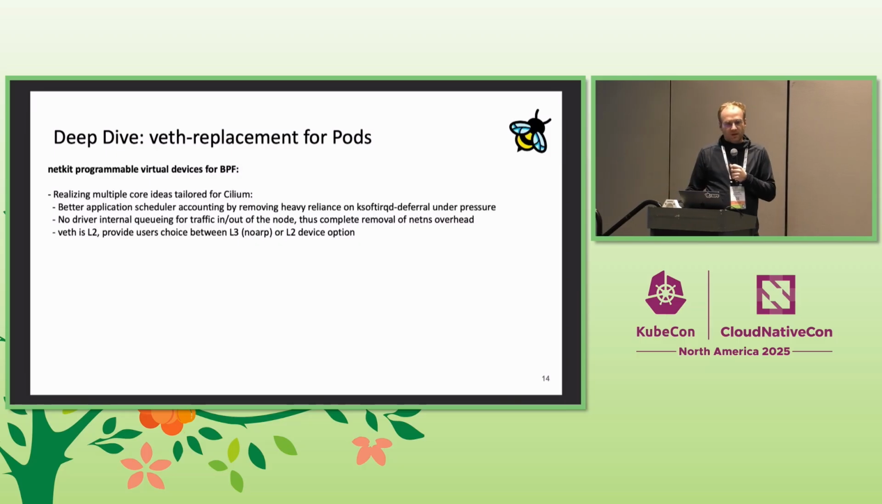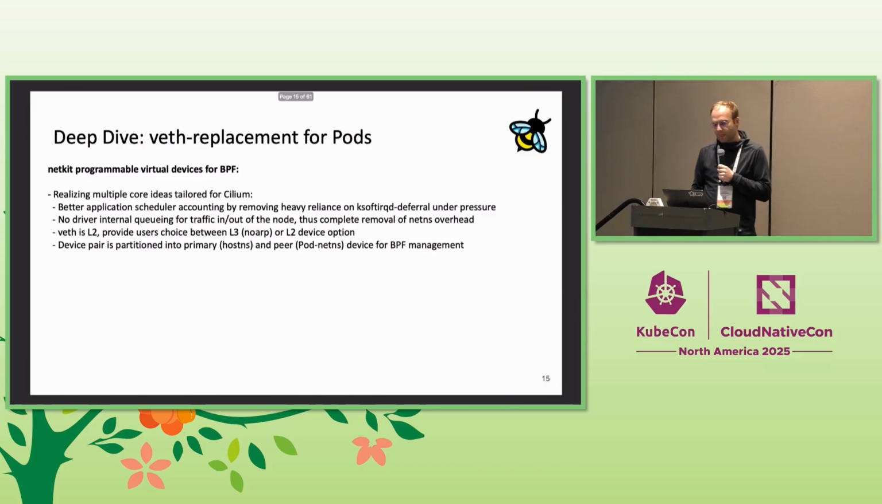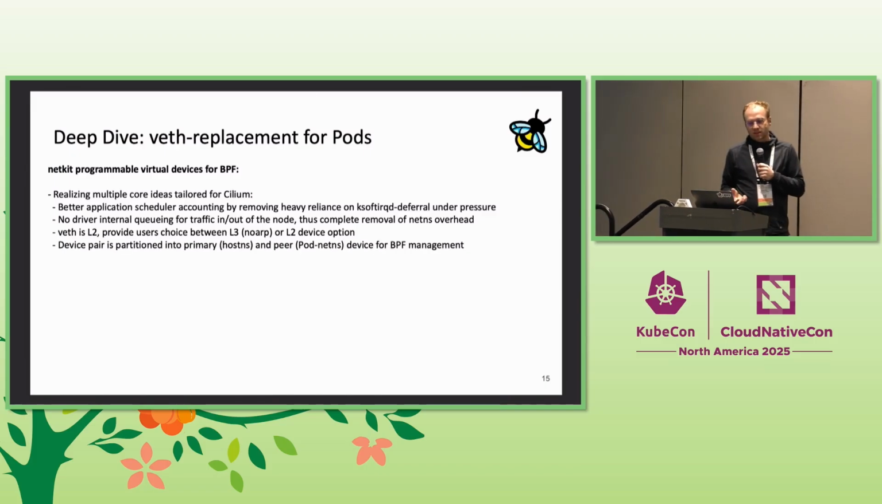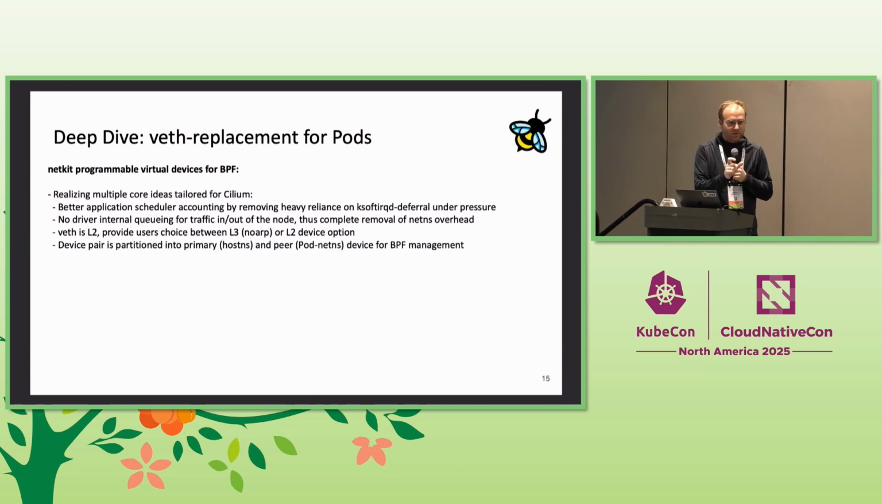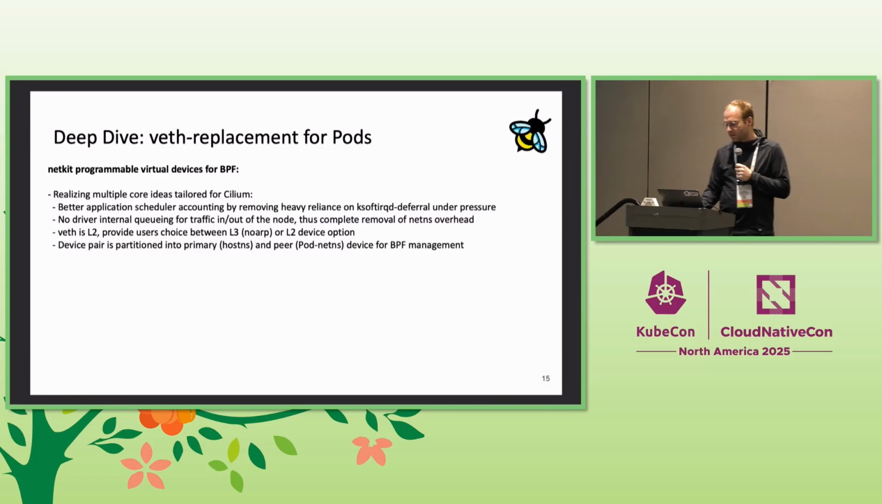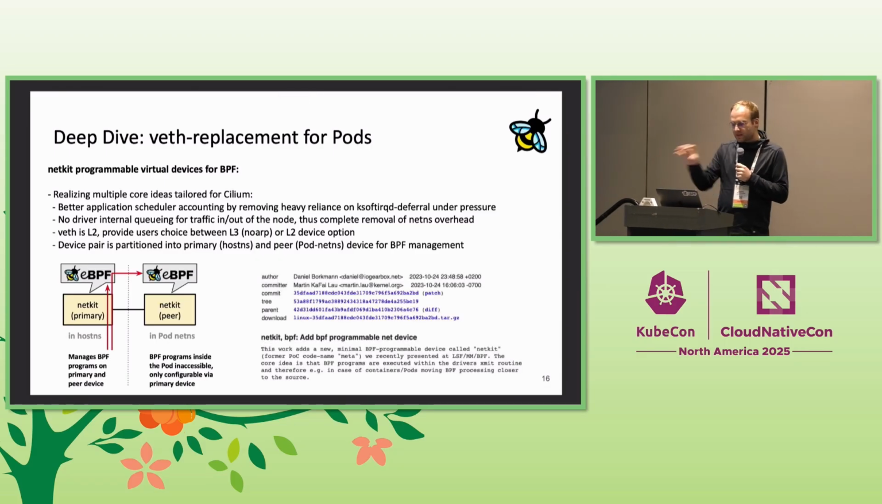An L2 device is also useful in the context of KubeVirt, of course. But for the L3 device, the pod network namespace doesn't have to care about neighbor entries. So it doesn't have to resolve them, because we resolve them in the host anyway. And netkit still comes as a device pair, but in this case we have a primary device and a peer device. So this is roughly how it looks, and inside those devices we can attach BPF.